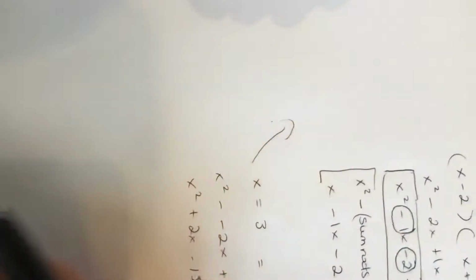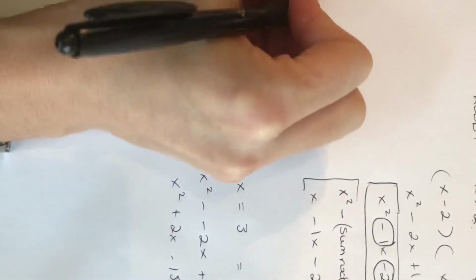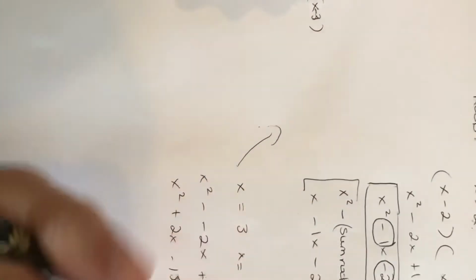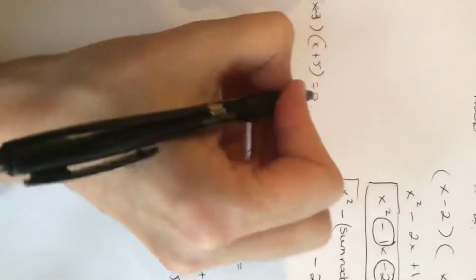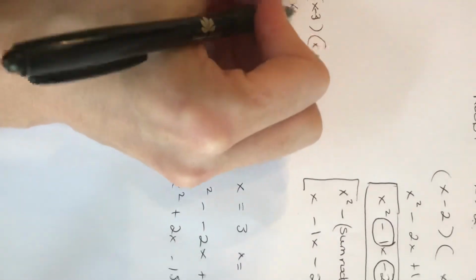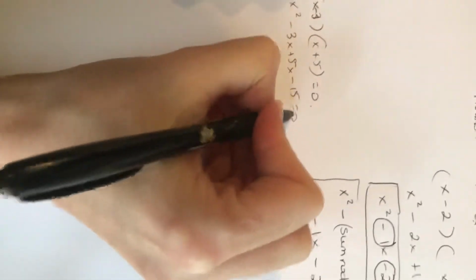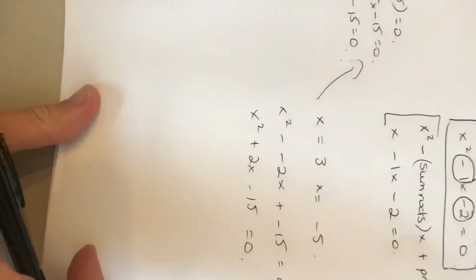I don't really do it that way, as I said. I normally will just work backwards. So if x equals 3 is a root, then x minus 3 is a factor. And if x equals minus 5 is a root, then x plus 5 is a factor. Multiply that out, and I end up with x squared minus 3x plus 5x minus 15 equals 0. So that's x squared plus 2x minus 15 equals 0. It wouldn't matter which way you did it, you'd end up with the same answer.